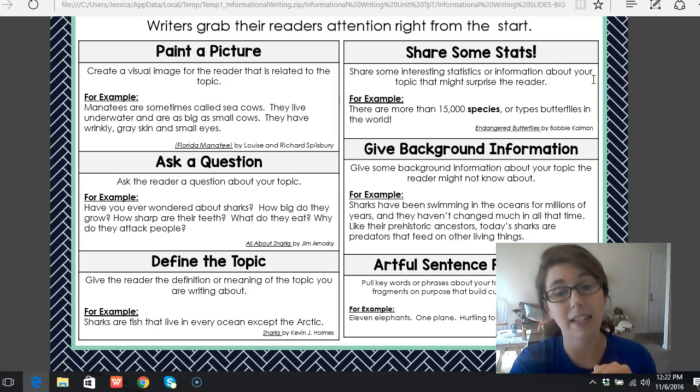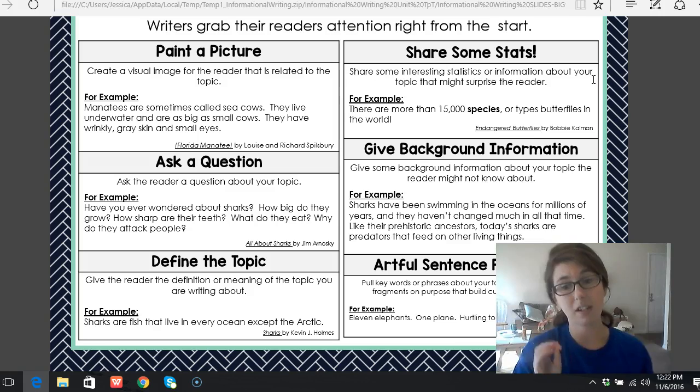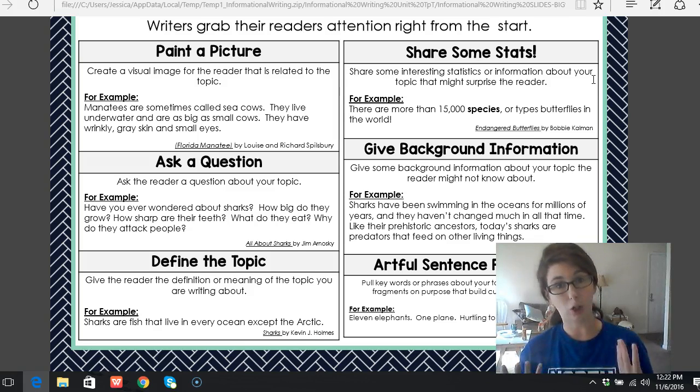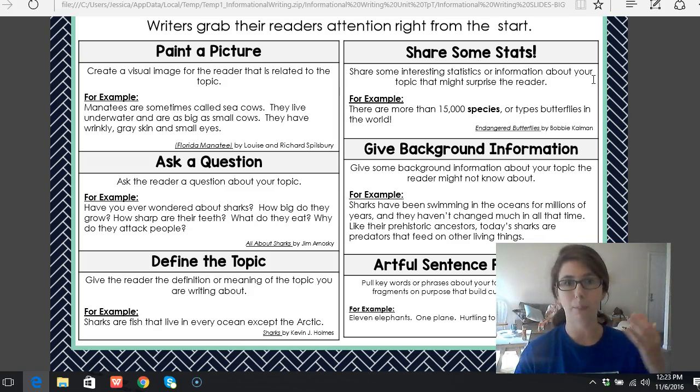But I love that example because they link the past to the present. It says today's sharks are predators that feed on other living things. That makes me think as a reader that more than likely we're going to find out more information about sharks as predators. You've introduced the topic in a cool way that really makes me think about sharks in prehistoric times. And then it also segues, that means transitions, really nicely into what you're writing about.